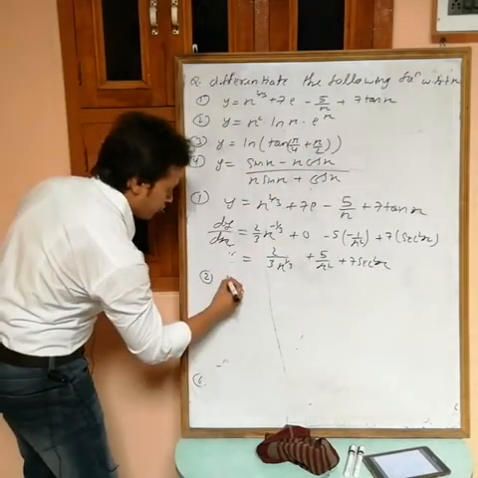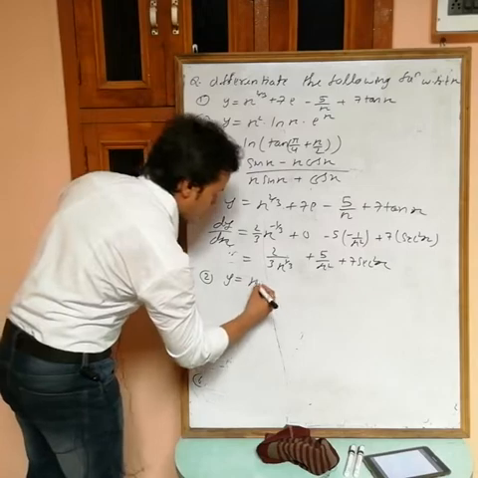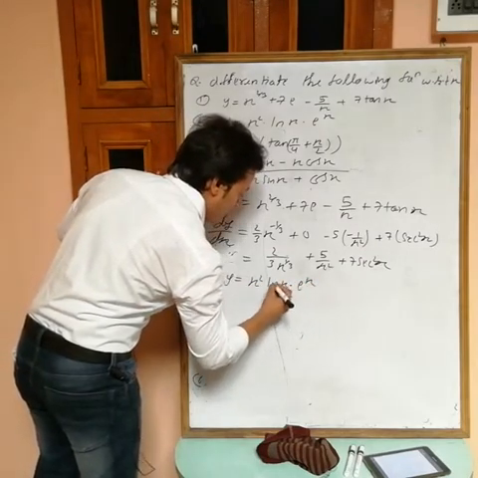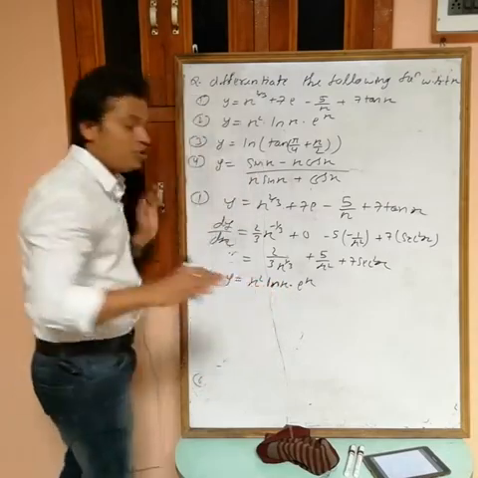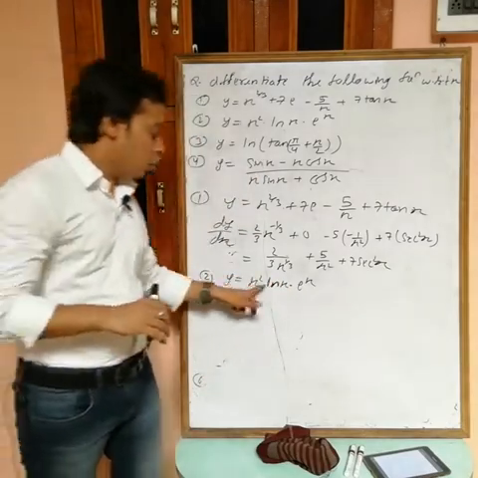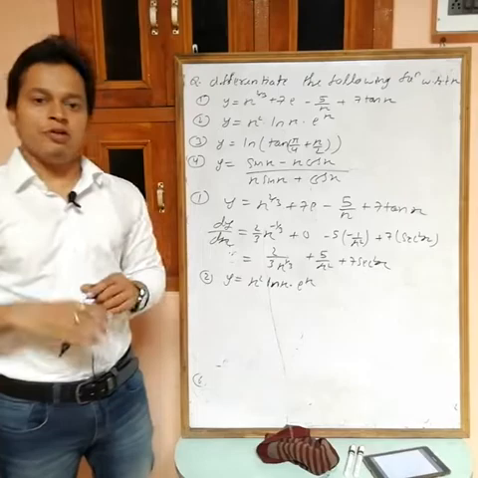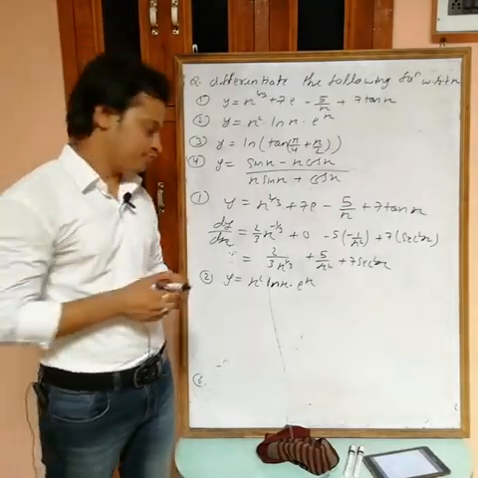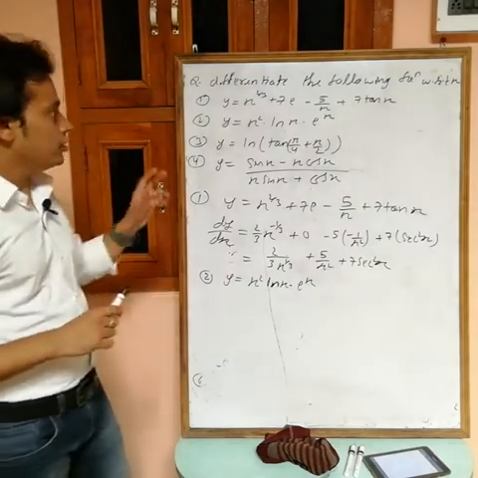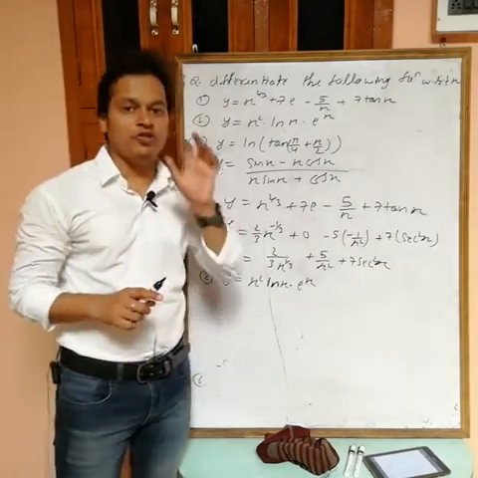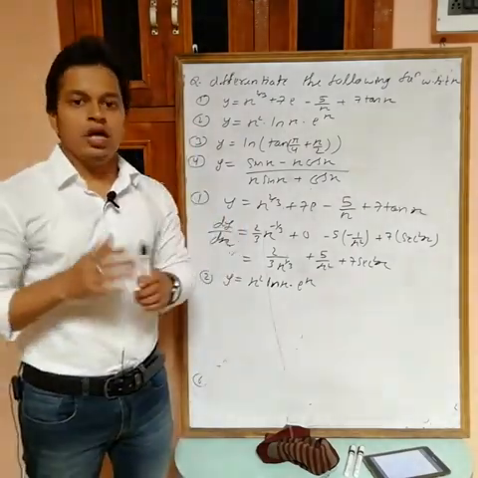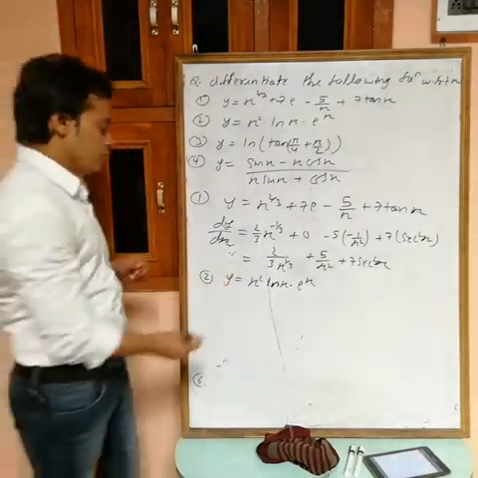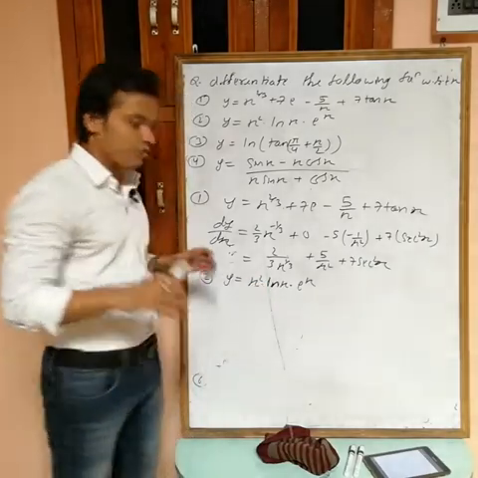Now the second one, y equals to x square into ln of x into e power x. Ln of x means log x with base e, this is natural log. If base is e, then natural log. If base is 10, then common log. But in the calculus part, if it is written as log x, then consider base as e, not as 10. So y equals to x square into ln x into e power x. We want to differentiate this one.